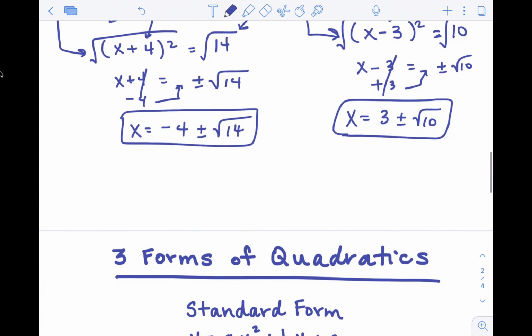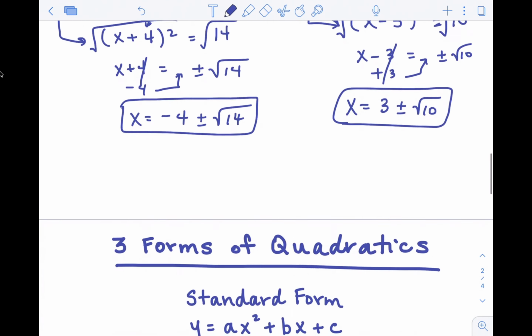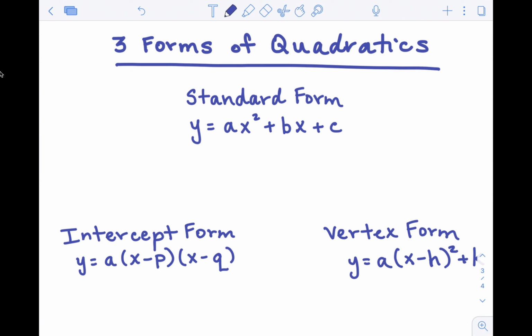So, tying this all together, you have 3 different forms of a parabola. We learned this in Unit 4 when we graphed parabolas in all 3 of these forms: standard form, intercept form, and vertex form. When you were converting from intercept form to standard form, all you had to do was FOIL it.